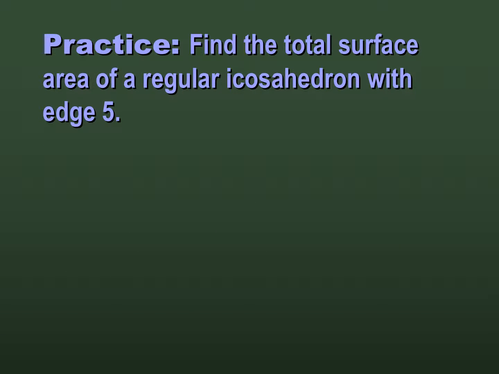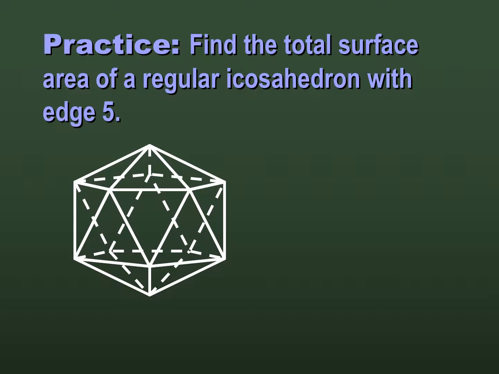Alright, let's find the total surface area of a regular icosahedron with the edge of 5. So remember, edge does not mean the area of a face. The edge is really just one segment, just one side. So one of the edges or one of the sides of this triangle is 5.